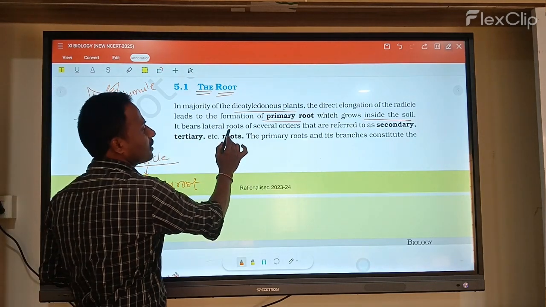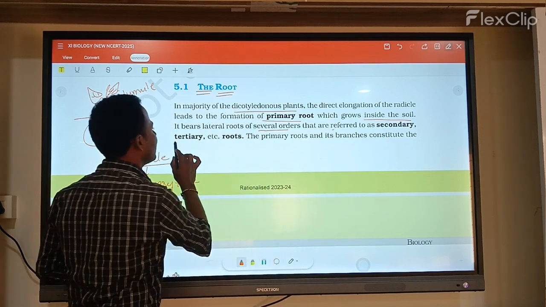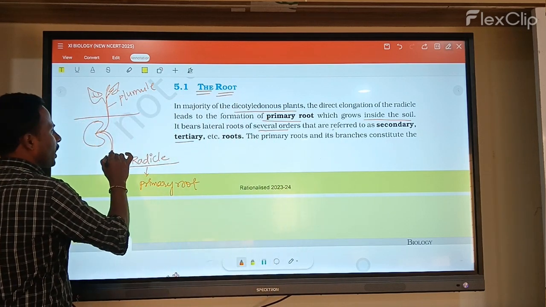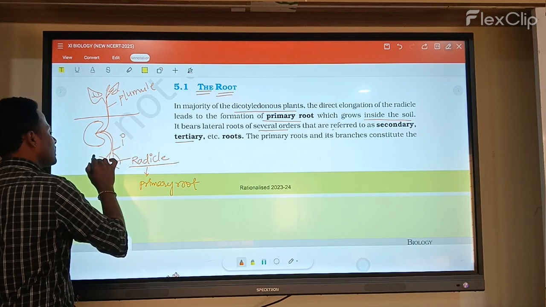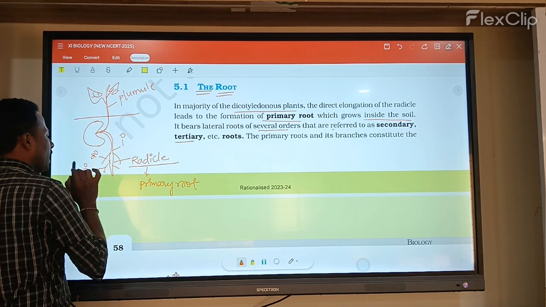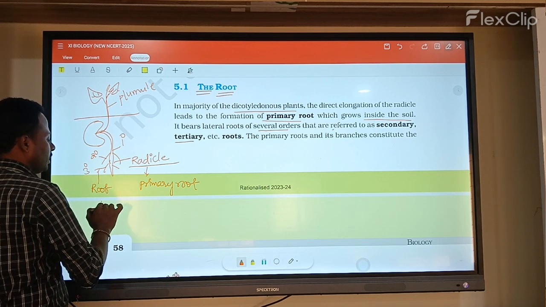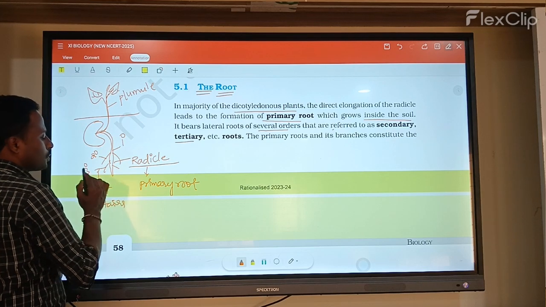Now it bears roots of several orders that are referred to as secondary, tertiary roots, etc. This is the primary root, and these are the secondary roots, and here tertiary roots are formed, and here root hairs are formed also.